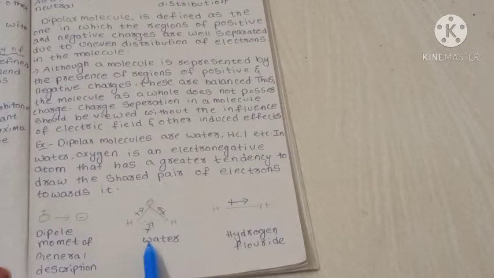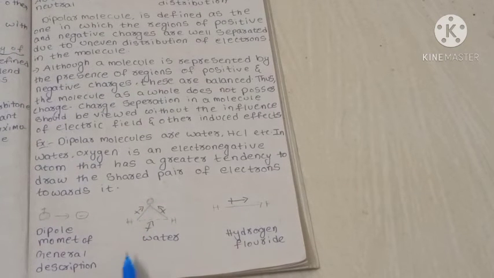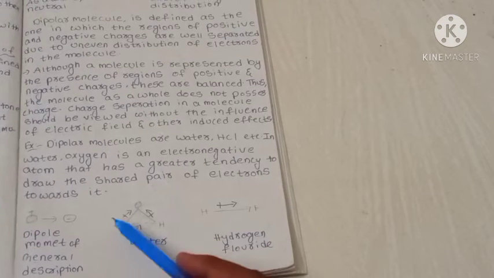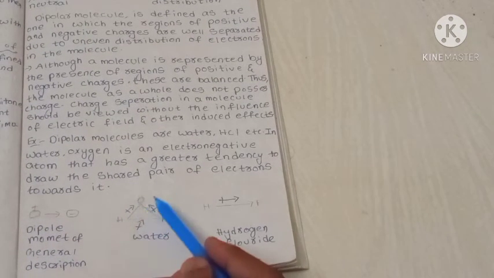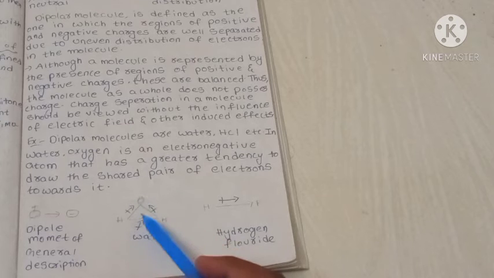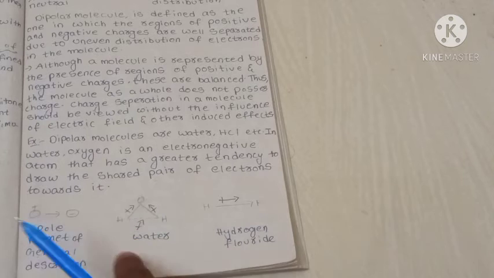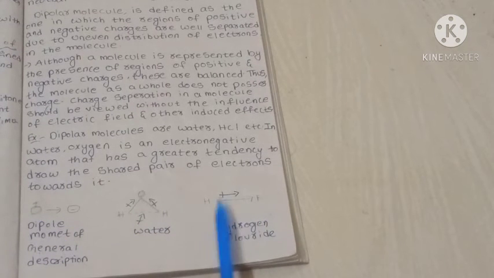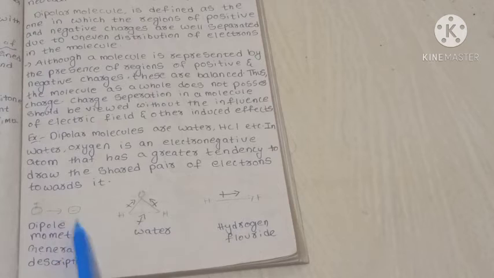Here you can see water. Here we have oxygen and here we have two hydrogens. It's a water molecule chemical structure, and you can see the directions of attraction by the oxygen atom, which attracts the shared pair of electrons towards it. In hydrogen fluoride, fluorine also attracts the shared pair of electrons towards it. And here is a general description of dipole moment.